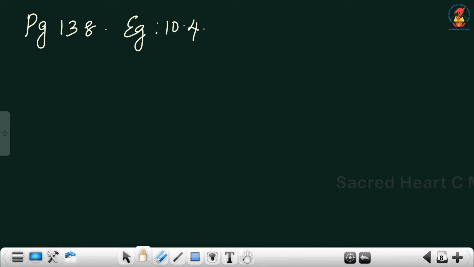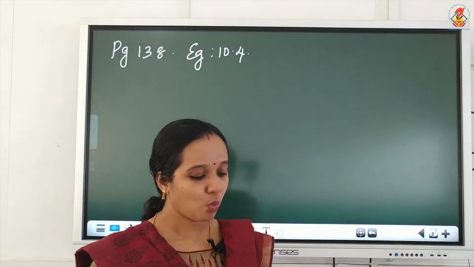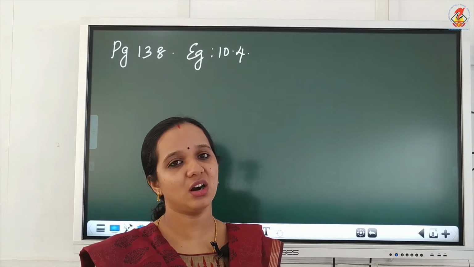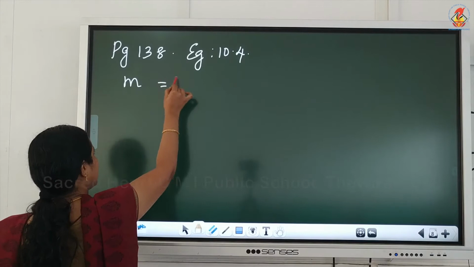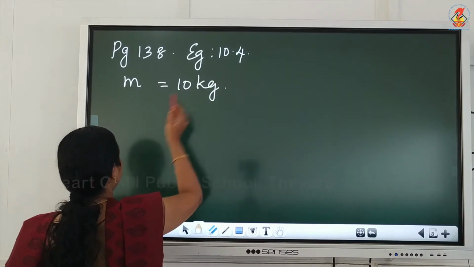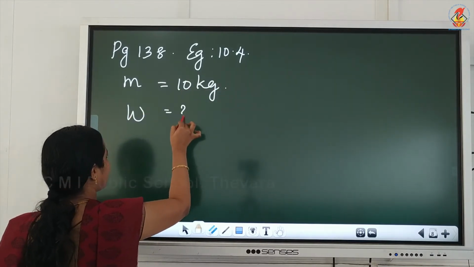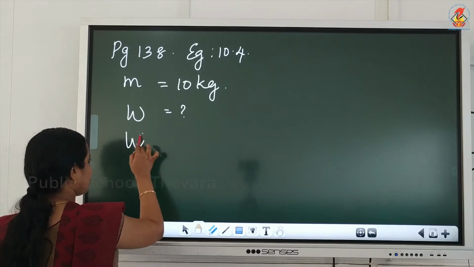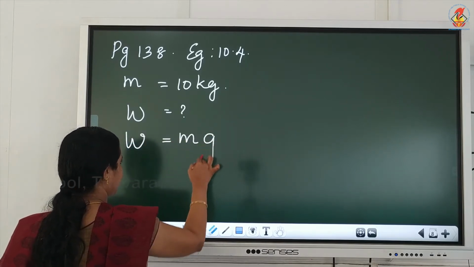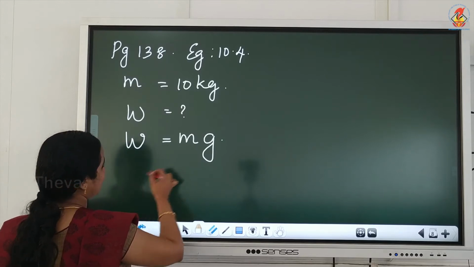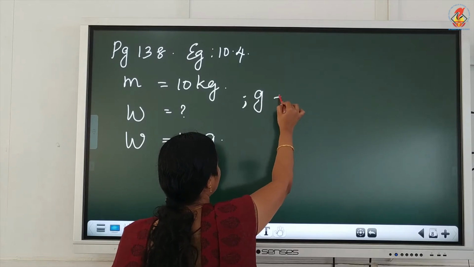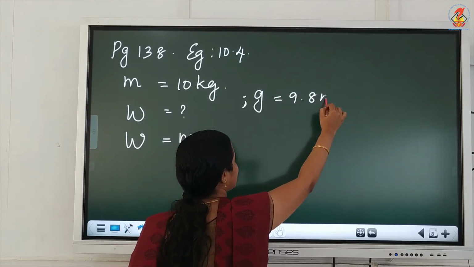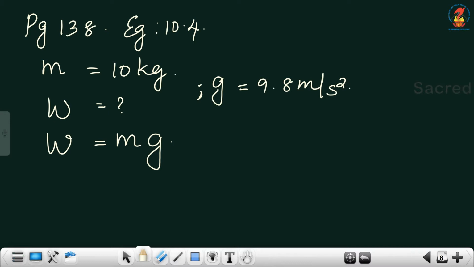The question is, mass of an object is 10 kilogram. What is its weight on the earth? So mass of an object is given as 10 kilogram. Its weight on the surface of earth. To find weight, the formula is m into g. And we know that acceleration due to gravity on the surface of earth is equal to 9.8 meter per second square.